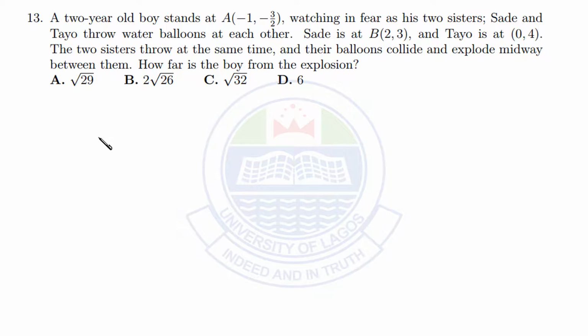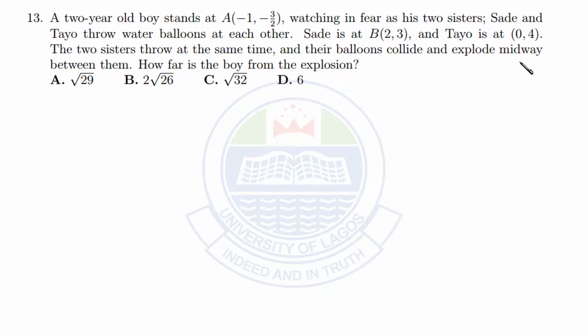In this question, they said a 2-year-old boy stands at point (-1, -3/2), watching in fear as two sisters, Shade and Tayo, throw water balloons at each other. Shade is at B at point (2, 3) and Tayo is at (0, 4). The two sisters throw at the same time and their balloons collide and explode midway between them. Now, how far is the boy from the explosion?